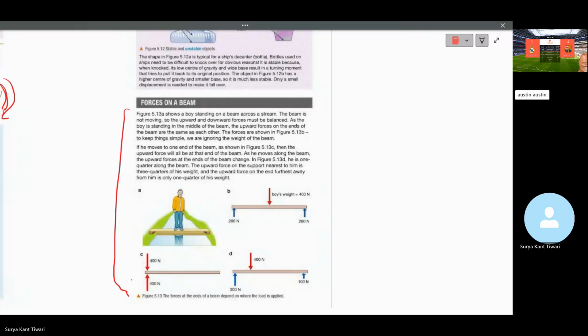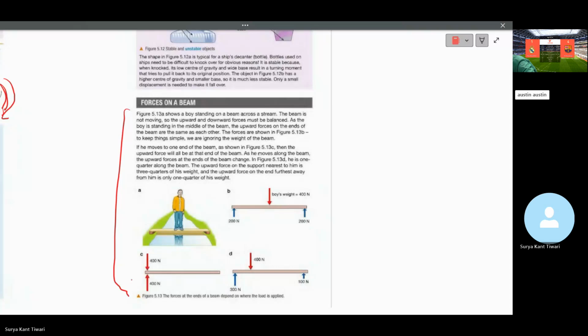The forces are shown in figure 5.13b. To keep things simple, we are ignoring the weight of the beam. If he moves to one end of the beam, as shown in figure 5.13c, then the upward force will all be at that end of the beam. As he moves along the beam, the upward force at the end of the beam changes.